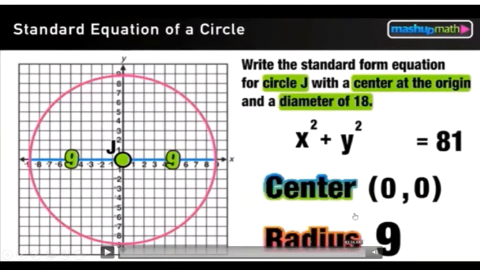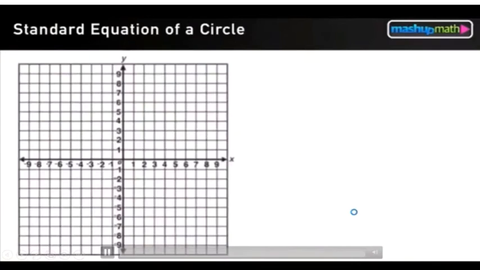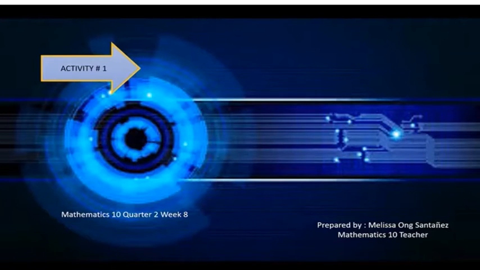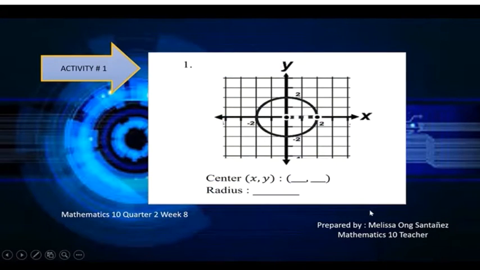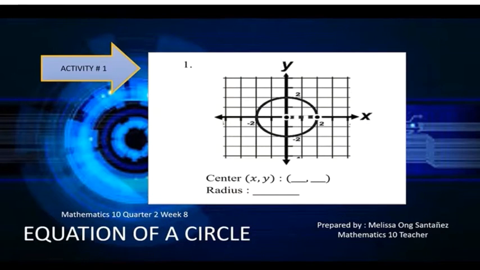Now let's have another activity. This time, this will be the application of what we have discussed a while ago. Activity number 1. On this first image, you are to find the center. Our x and y coordinates are at 0, or at the origin, so this must be 0, 0. The radius is 2, based on the given 1, 2.